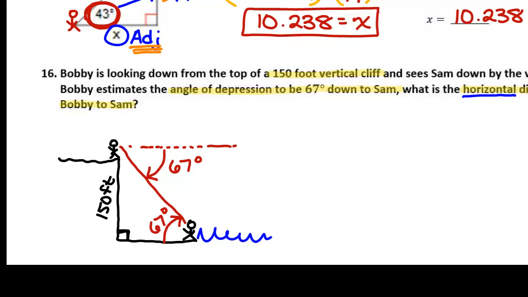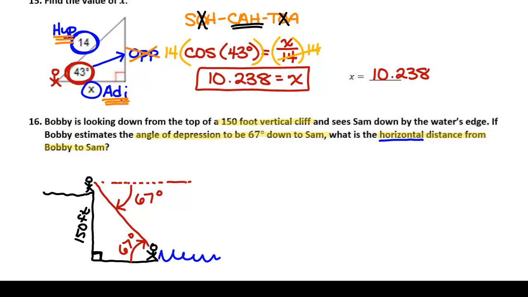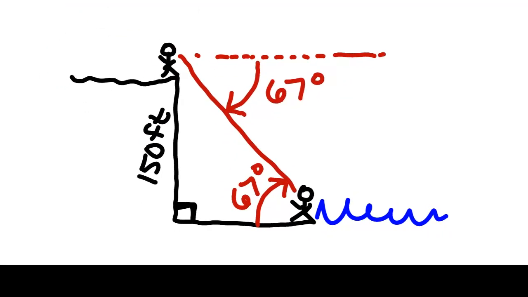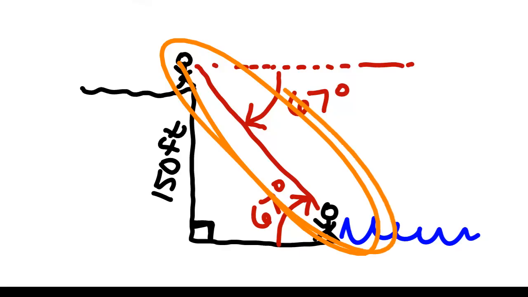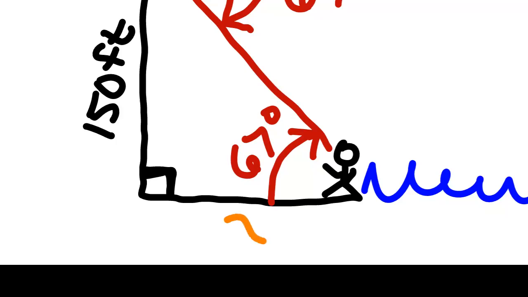And we want the horizontal distance from Bobby to Sam. I am not looking for this. That is the distance from Bobby to Sam, but that's not horizontal. Horizontal has to go like left to right. So when we say we're looking for the horizontal distance, we are looking for this distance right here.